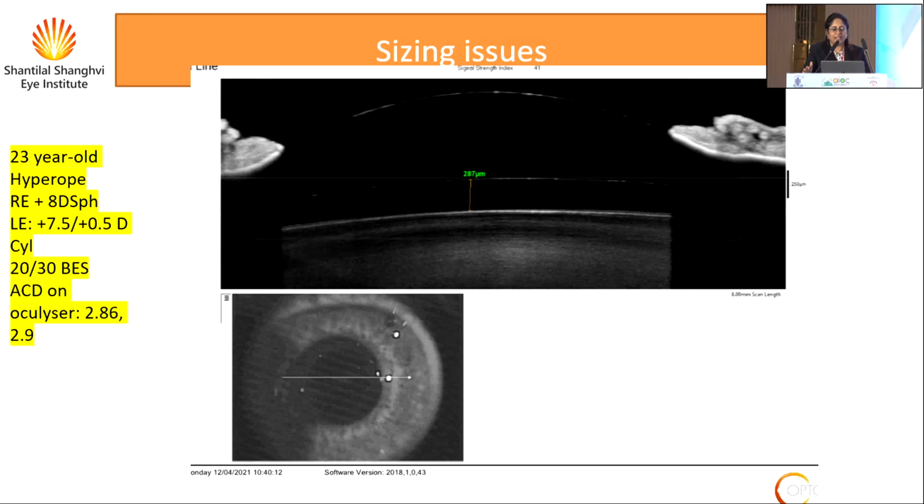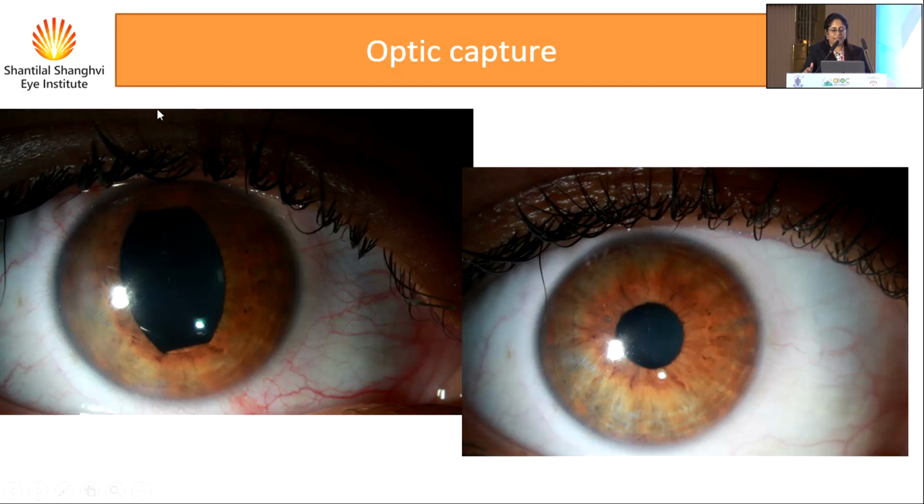So this was the left eye, which was doing okay. The anterior chamber depth was not too bad. And in the same patient, we also had an optic capture because the vault was so forward. So I had to exchange the lens for one eye, and the other eye did well.